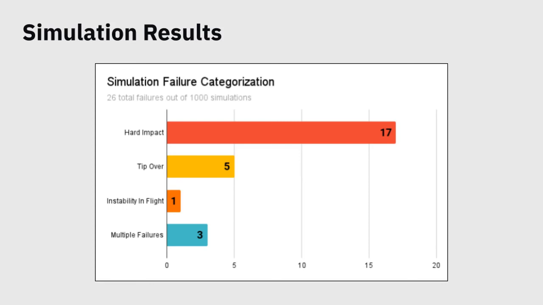5 were caused by the rocket toppling over due to a tilted orientation at touchdown, 3 were caused by multiple factors that individually would have not caused a failure, and lastly, only one simulated landing attempt failed due to instability in flight, which shows that the thrust vector controller is working exceptionally well.